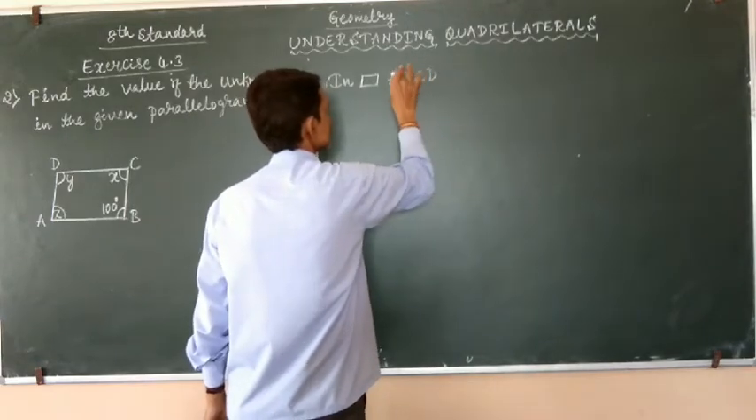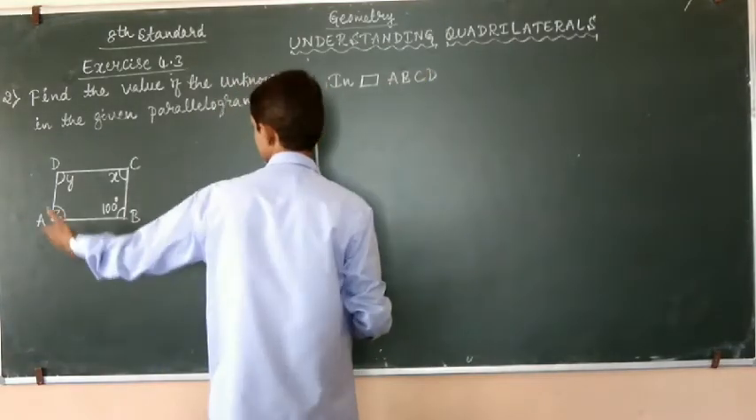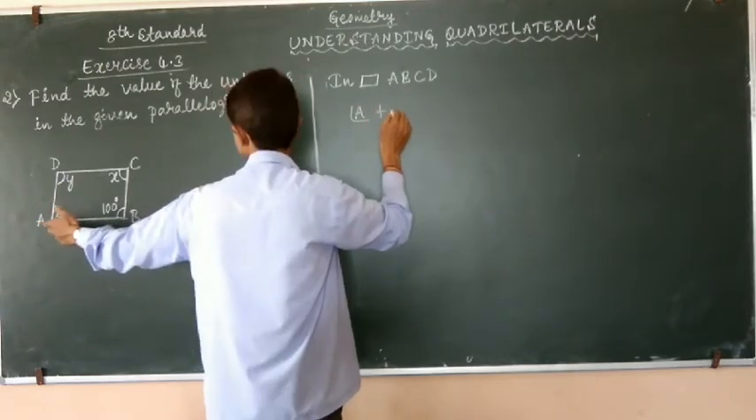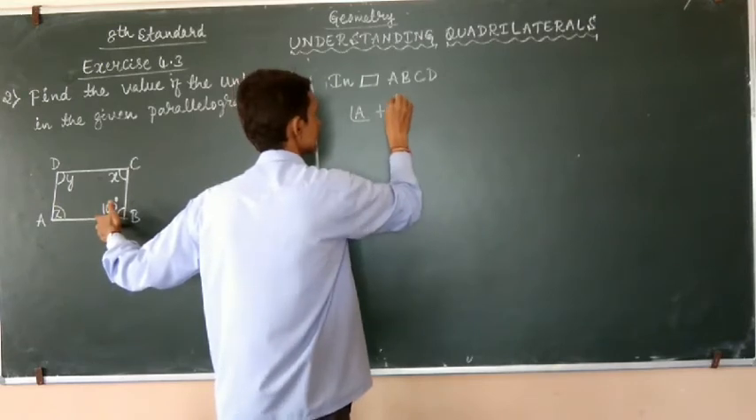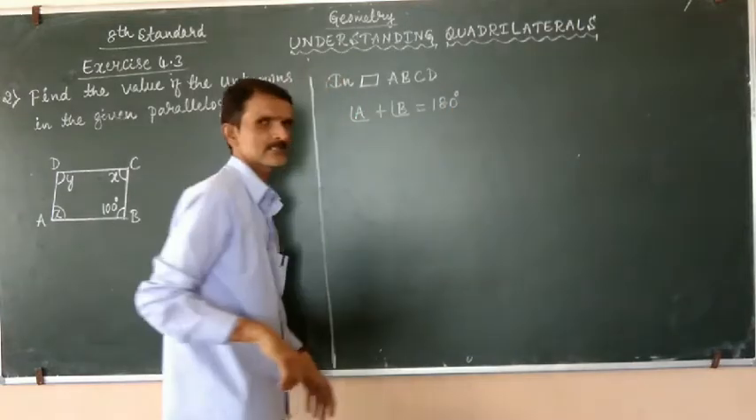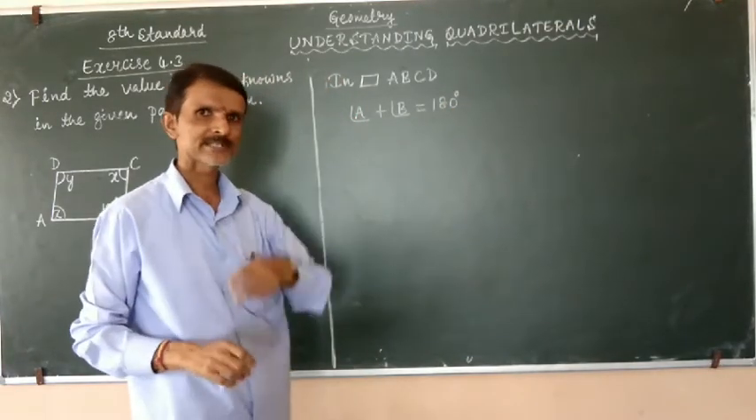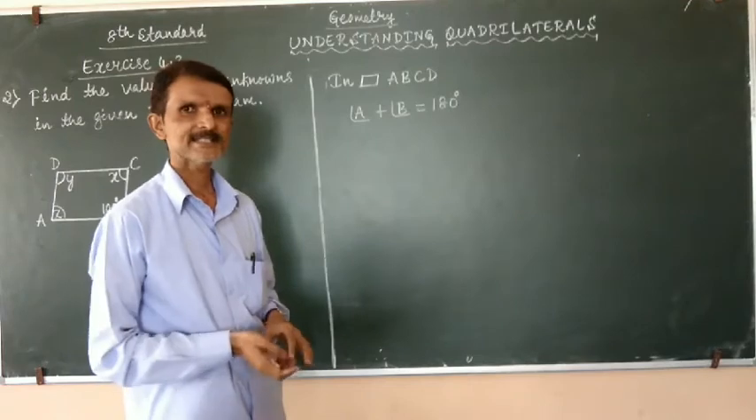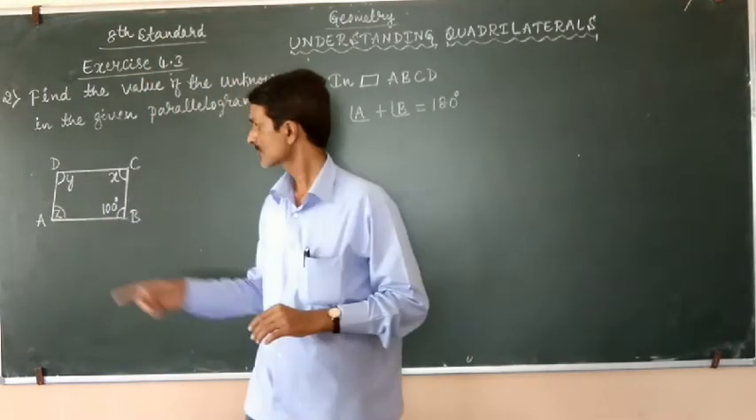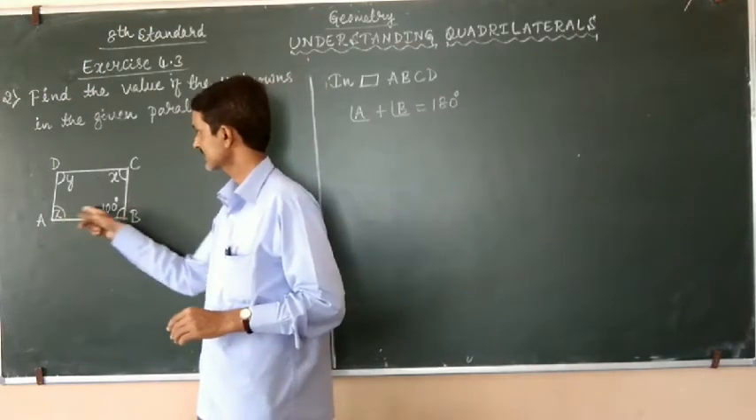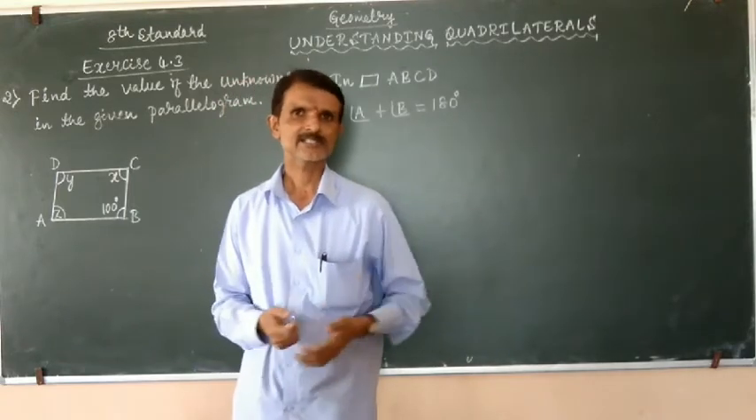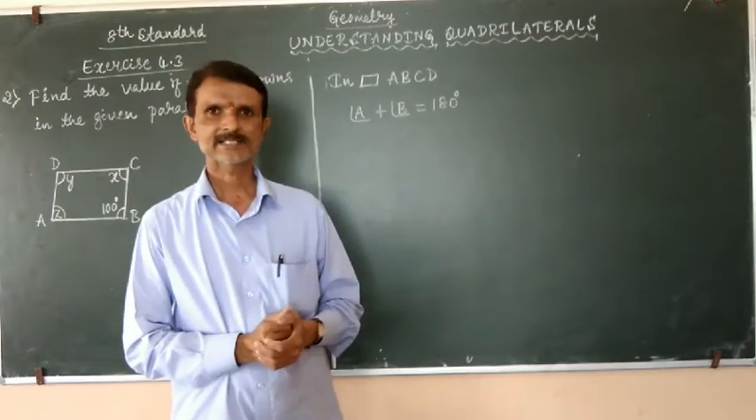So students, we will write in the given parallelogram, this is the symbol of parallelogram ABCD. In the parallelogram ABCD, we can write angle A plus angle B is equal to 180 degree, because these two are the adjacent angles. Sum of the adjacent angles is always supplementary.